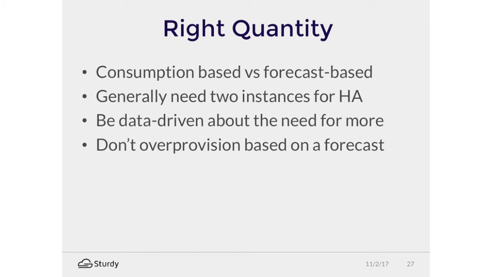The next one, so you've got the right service, you've got the right size. Do you have the right quantity of the thing you're provisioning? Probably instances in this case. There's this general concept of consumption-based versus forecast-based. In the traditional way we ran IT organizations, we would determine the number of instances that we need based on a forecast. But in AWS, we really should be doing that based on what we're consuming. We should be responding to CPU, memory, and other statistics and adding instances to meet the desired metrics around those parameters. This is again about being data-driven and not over-provisioning based on a forecast.